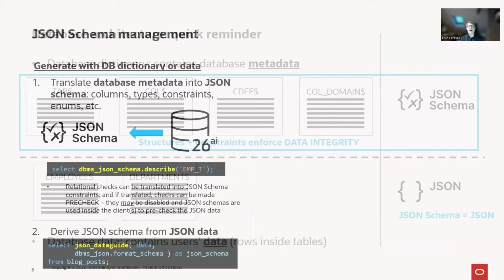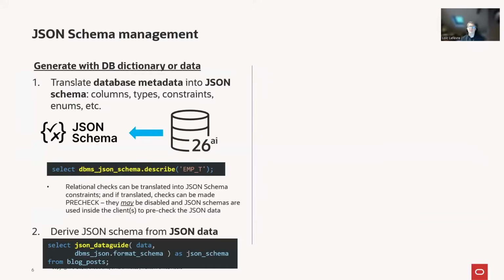So let's get started with how you actually create or generate a JSON schema. JSON schema can, at first sight, be a bit hard to work with. So the first thing we have provided is the ability to translate the metadata inside the database dictionary into a corresponding JSON schema, handling columns, types, constraints, enums, and so on. We have this package, DBMS_JSON_SCHEMA, and the describe function, where you can specify a table, a view, a domain, or a JSON Duality view, and it will generate the corresponding JSON schema for you.